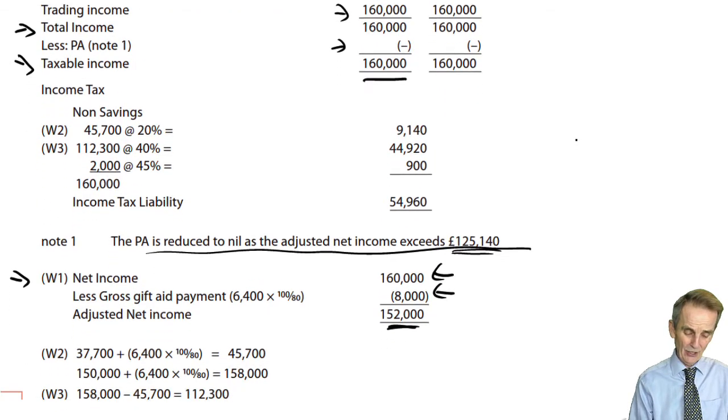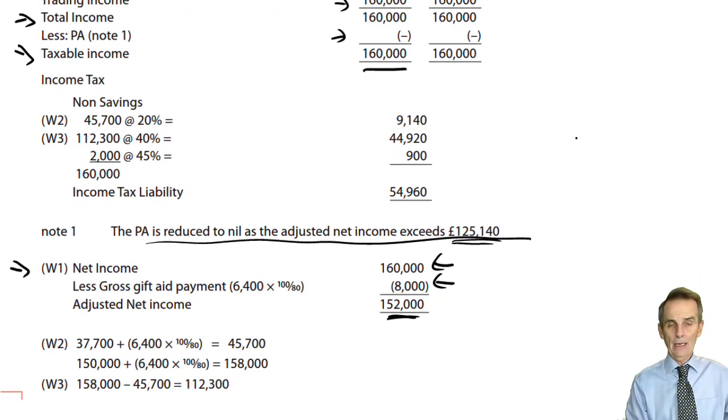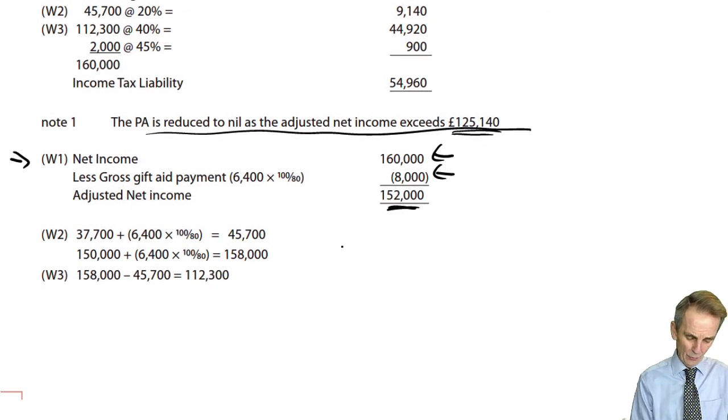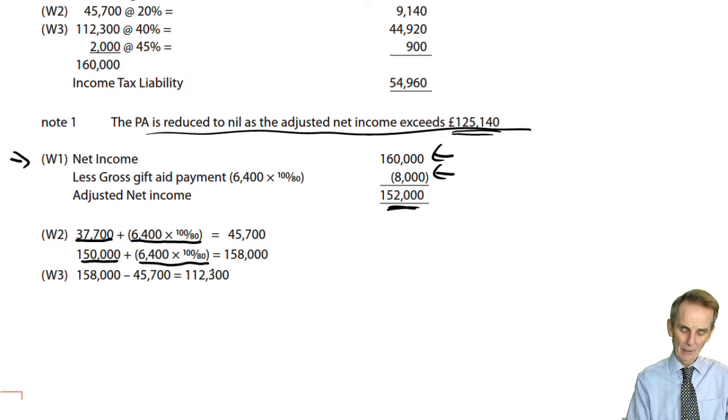It's all non-savings. Now, because not only do we believe we are basic rate, but we're also higher rate and potentially additional rate taxpayer, we now, before we do our tax calculation, have to revise our basic rate band limit and higher rate band limit by increasing them by the gross amount of the gift aid payment.